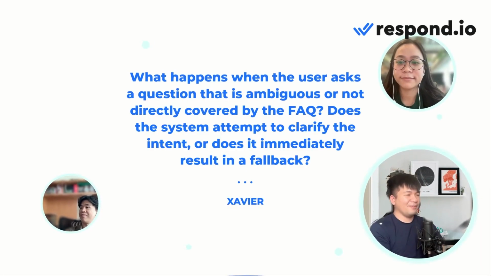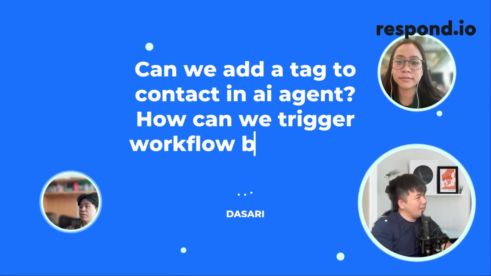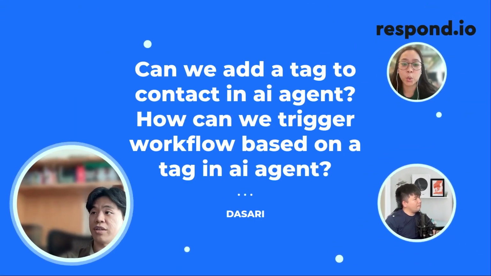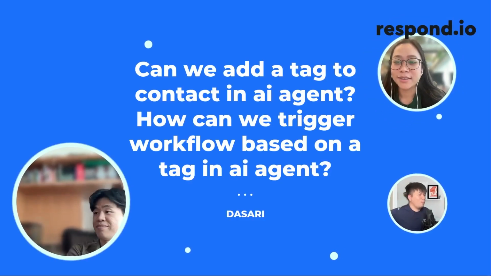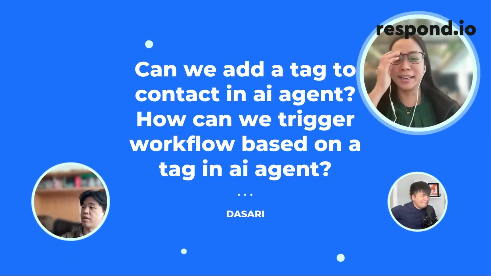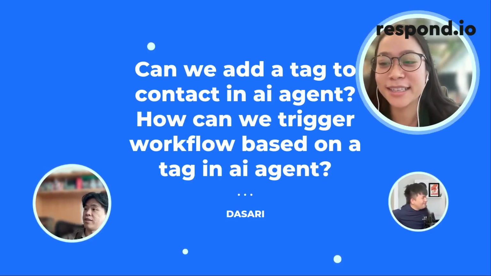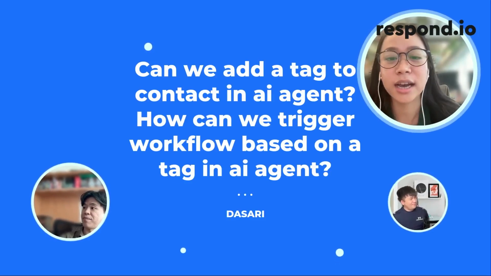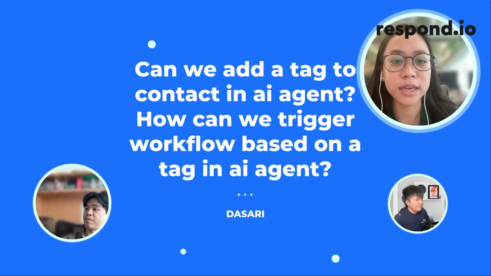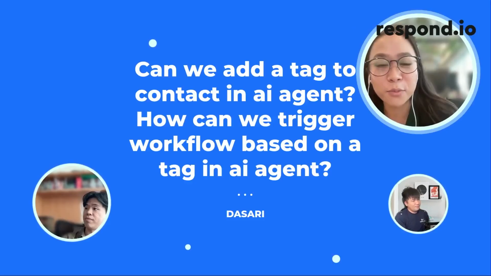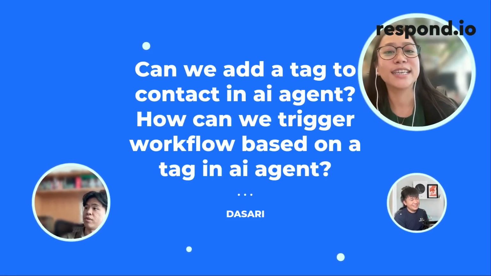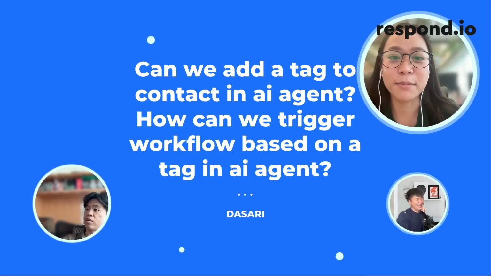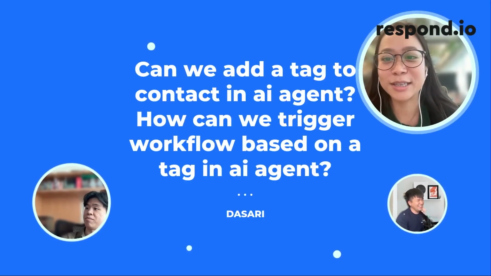All right. Next question from Dasari. Can we add a tag to a contact in an AI agent and make the workflow based on the tag? Wow, Dasari, perfect question. Can we add a tag to a contact in an AI agent? We do have a feature request on it, and we are working on it. We don't want to spoil anything for you guys, but stay tuned. It's coming soon. Cannot promise. Just stay tuned, okay?